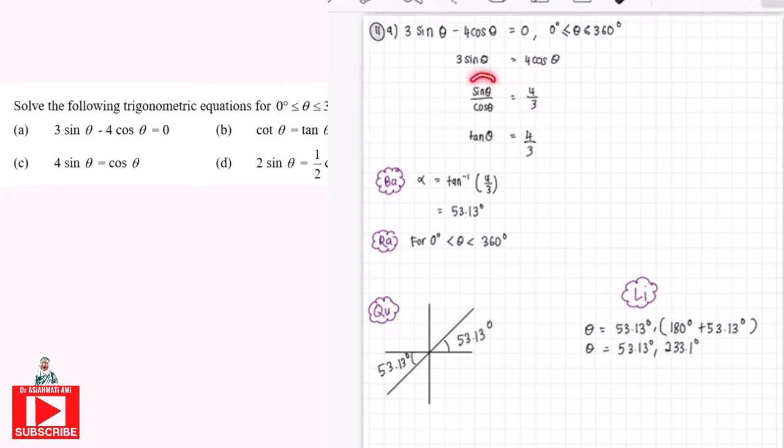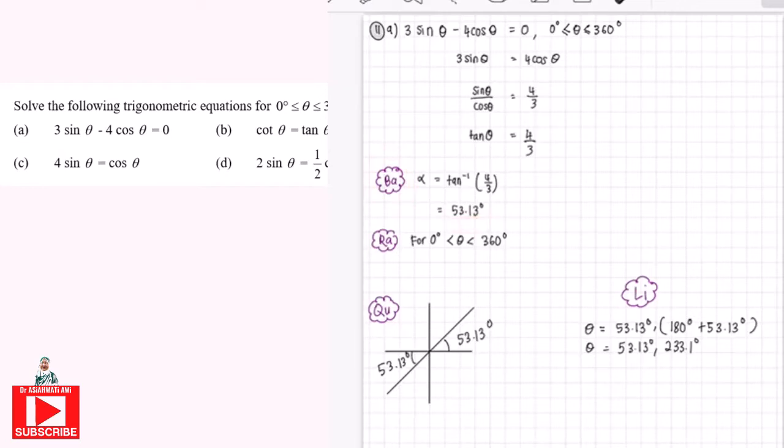And we know that sin theta over cos theta is equal to tan theta. The right side stays the same, so we get tan theta equal to 4 over 3. So we can find its basic angle. First we find the basic angle, and we get 53.13 degrees.